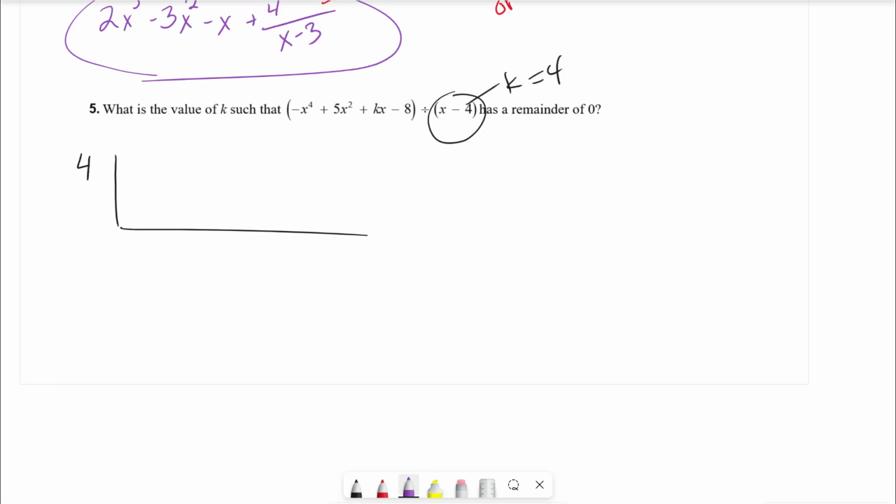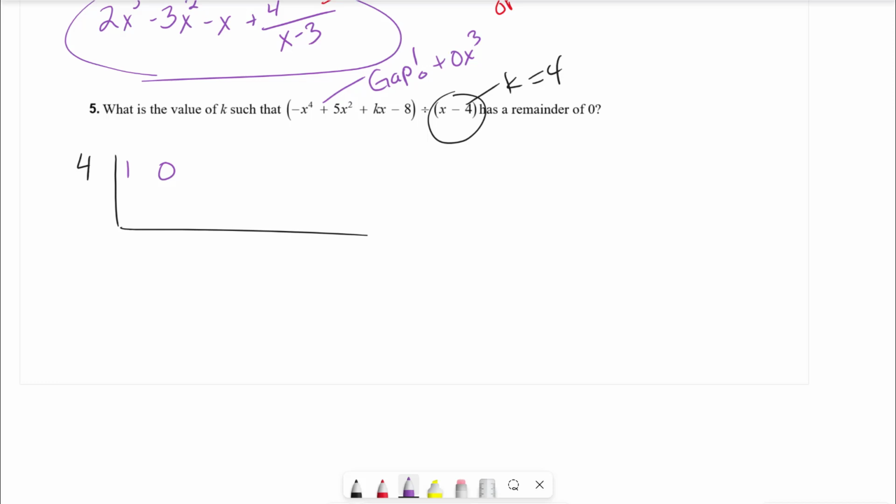But be careful. We have negative 1x to the fourth, but where is the x to the third term? We have a gap. This happens actually quite a bit. There's a 0x to the third. We need to account for every single coefficient, every single time that a variable has an exponent, even if that coefficient is 0. So we need to make sure we include that 0 as well.